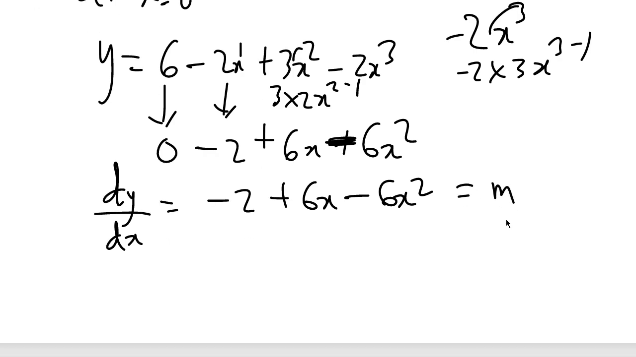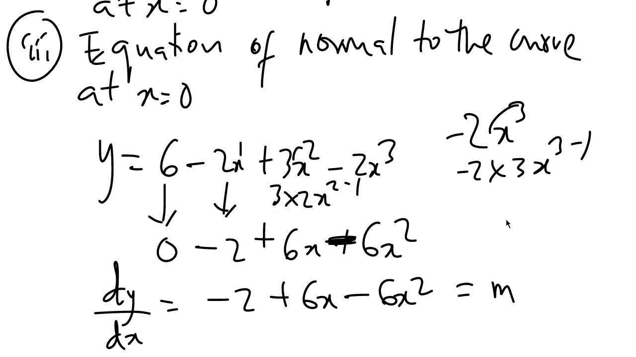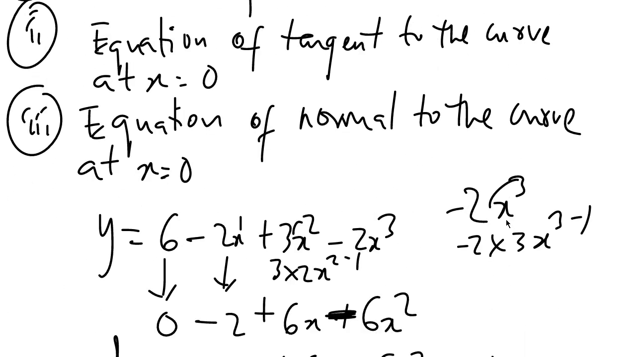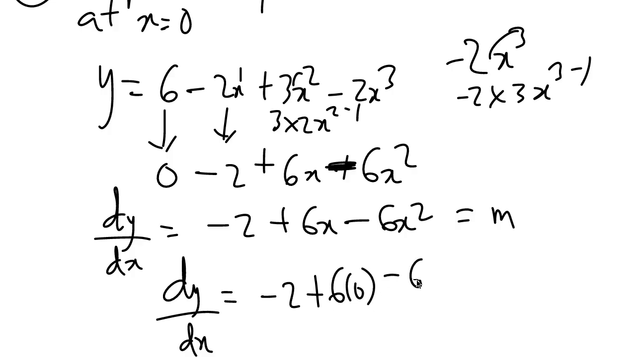So all we simply need to do here, remember that it says determine the gradient of the curve at x equal to 0. So anywhere you see x, simply substitute 0. So that means that dy/dx will be equal to negative 2 plus 6 into 0 minus 6 into 0 squared, and that's going to be negative 2. So that is simply m.